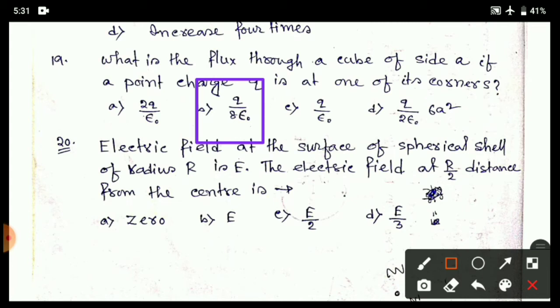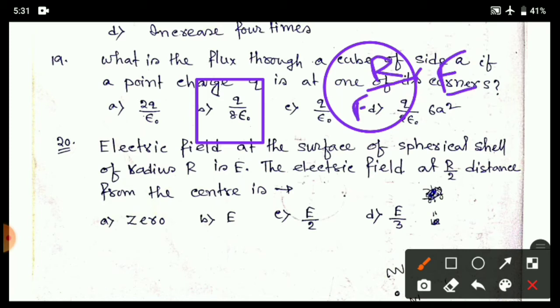Question number 20. Electric field at the surface of a spherical shell of radius r is E. The electric field at r/2 distance from the center is, it means inside. At the surface, r is the radius, the field is E. Inside, the electric field is always 0. For a spherical shell, at any point inside the electric field is 0. So option A is the right answer.